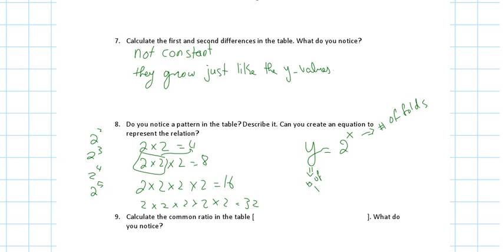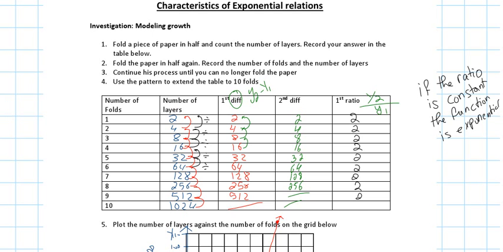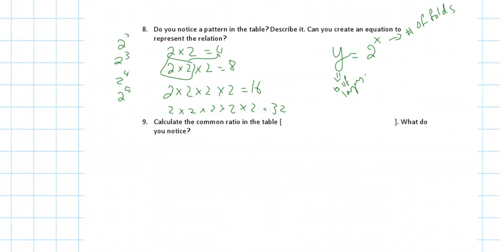I'm just going to take you quickly, I'll come back to this. I'm going to take you quickly to this. Y was my number of layers and x was my number of folds. Right? So when I write my equation, I have to stick with the same thing. X is my number of folds and y is my number of layers.